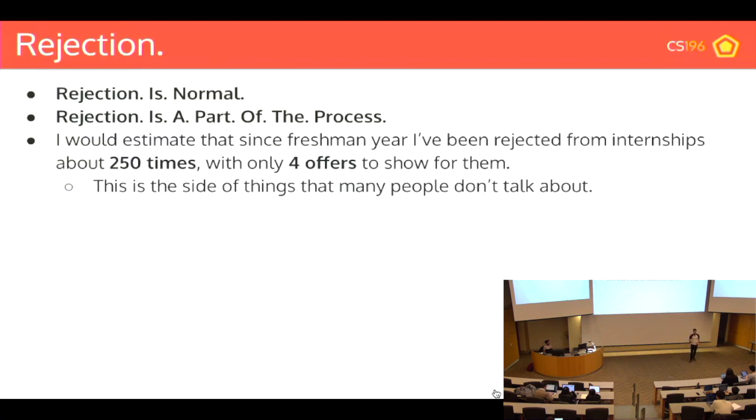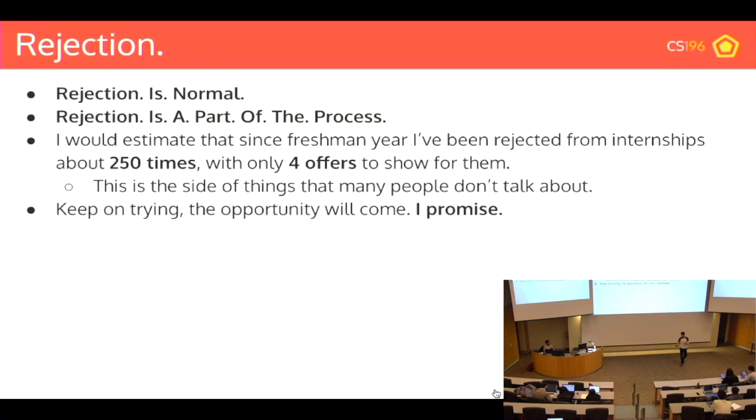But that's the beauty of this field. I promise you that not many other majors and disciplines can walk into the career fair and see their major plastered in every single booth. This is why we are blessed in this field. Computer science is booming right now, so take advantage of it. If you get rejected 200 times, that's fine. There are so many other companies that you can work for. So keep on trying. The opportunity will come, I promise.